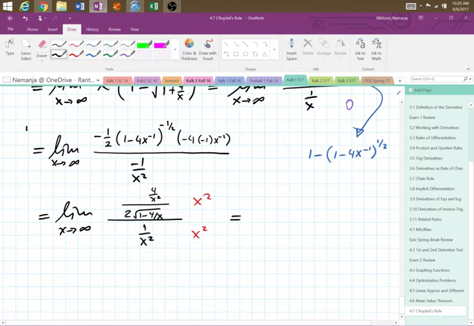Oh, I did not put L'Hopital over here. There we go. So I still have limit x goes to infinity, and x squared and x squared. So now that becomes 4 over 2 square root of 1 minus 4 over x, and that's it. So this time around, infinity minus infinity equals 2.